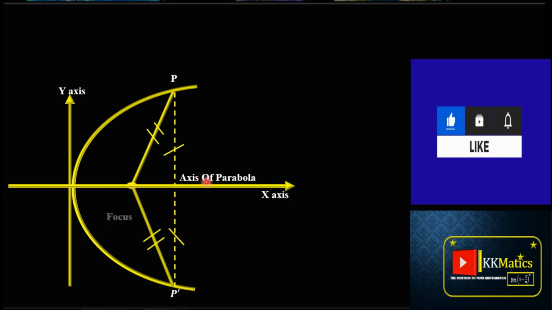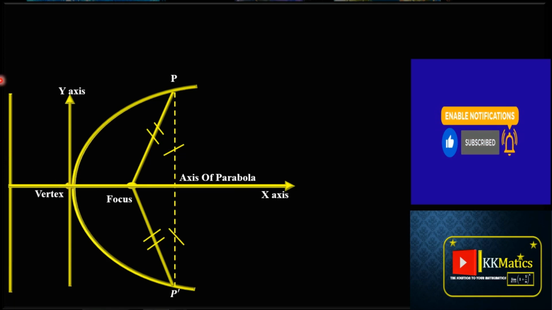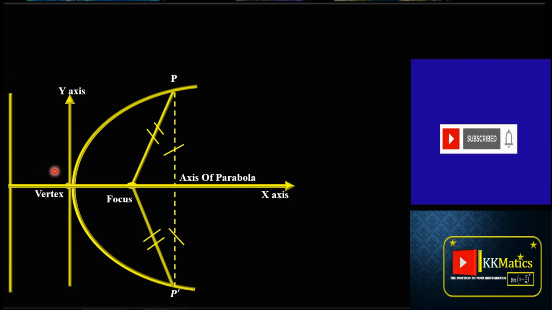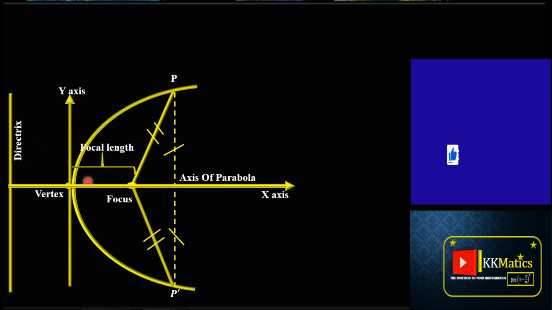The point that you see here is what we call the focus. The point that we have here is what we call the vertex. And this line that you see here is what we call the directrix. Obviously, this is what we call the focal length, the distance between the vertex and the focus. And we've already talked about what a parabola is. That is the curve.